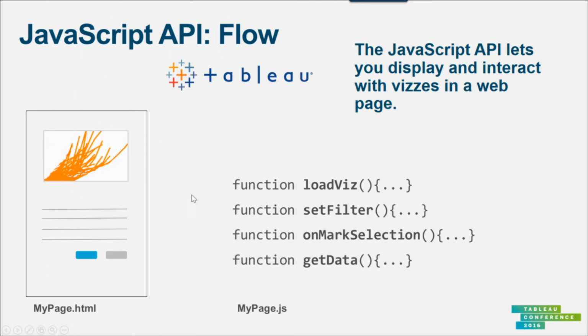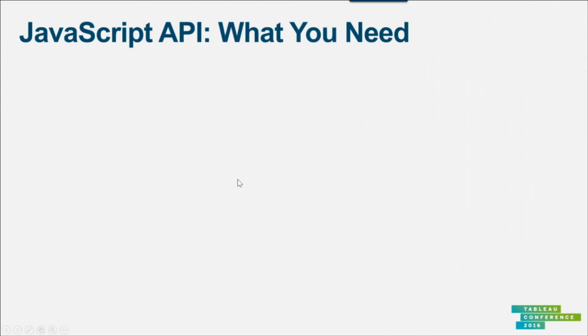Conversely, as we were saying, you can click a mark and then respond to the mark selection event, and it gives you the data of the marks that you have selected, and you can do whatever you want with that. And then finally, as I said, you can get the underlying data from this. So these are the basic functionality of what you can do.